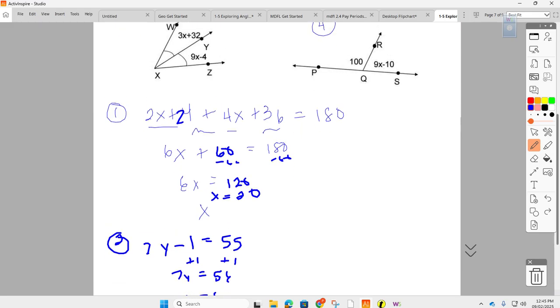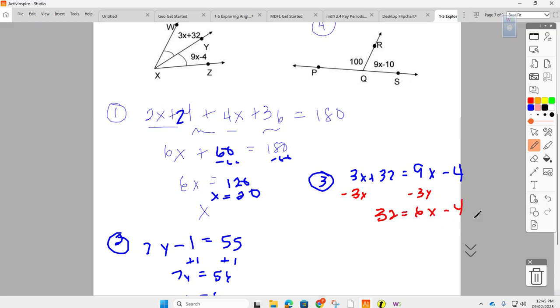So example 3, we know that 3x plus 32 equals 9x minus 4. So we have to remember in this case, our first step is to get our variables on the same side. We're going to subtract 3x from both sides. 32 equals 6x minus 4. We're going to add 4 to both sides. 36 equals 6x. And now we're going to divide both sides by 6, because that's what's happening to the variable last but not least. And now we know that x, for example 3, is 6. Any questions on that one?